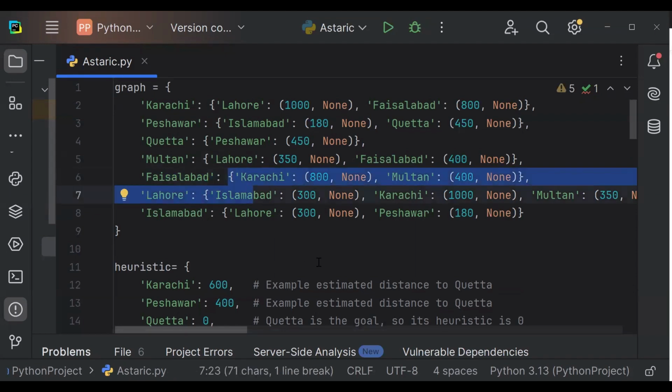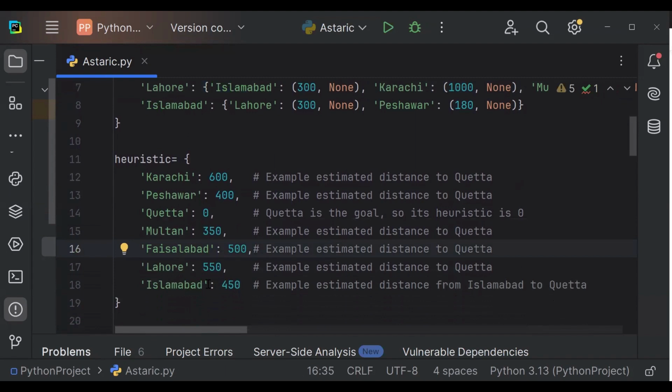And then we have heuristic cost. From this code, you can see that for Quetta, it's mentioned as 0. Heuristic cost is 0. This means that Quetta is our goal node. And Karachi, in this scenario, is our initial node. It can be different. It can be Islamabad. Why can it be different? Because this is the heuristic cost that is required for moving from Karachi to Quetta. 600 is the heuristic cost that is required. Similarly, for moving from Peshawar till Quetta, the heuristic cost required is 400. And similarly, for moving from Multan till Quetta, the heuristic cost required is 350.